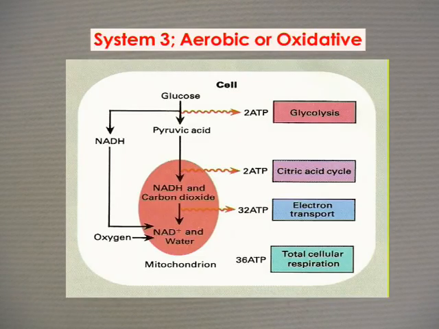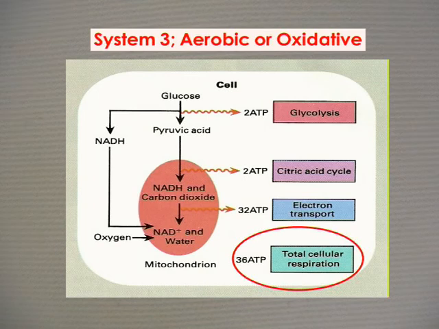The third energy system is the oxidative system. As the name implies, the oxidative system utilises oxygen to break down fuels for energy. Energy released from oxidation is significantly greater than that released from anaerobic processes, and as such is the primary method of energy production during endurance events.